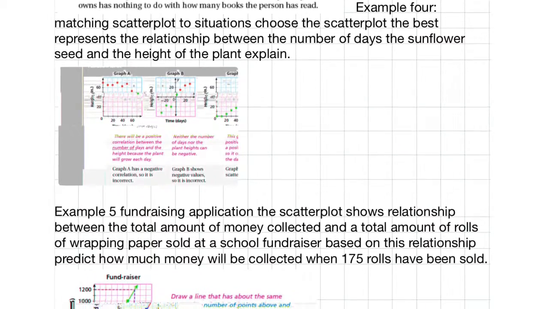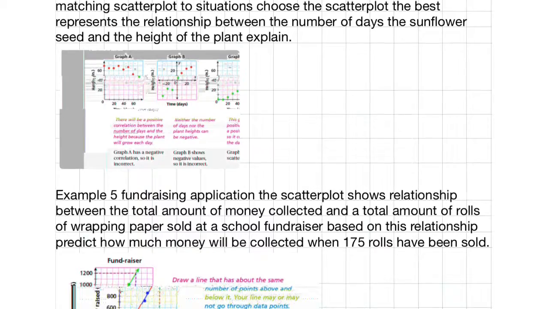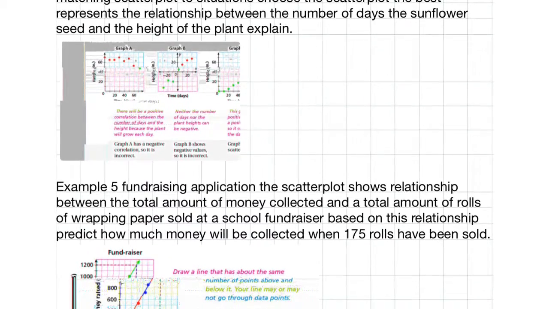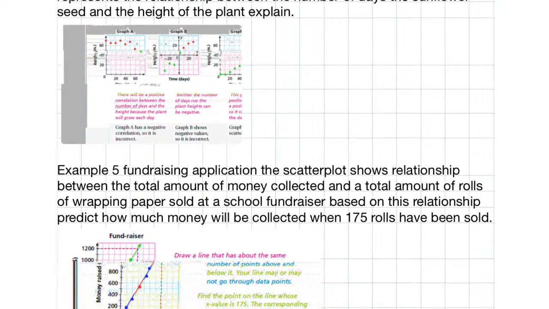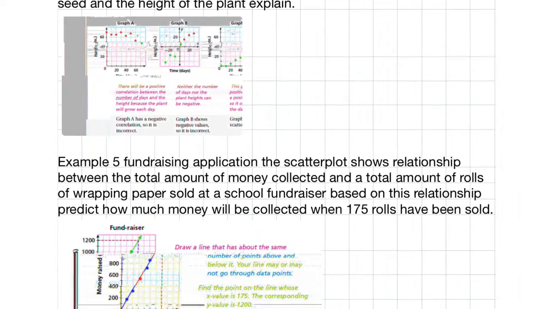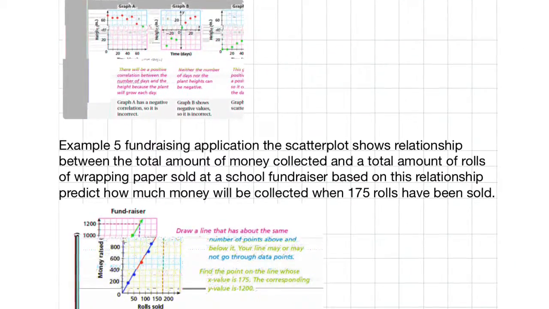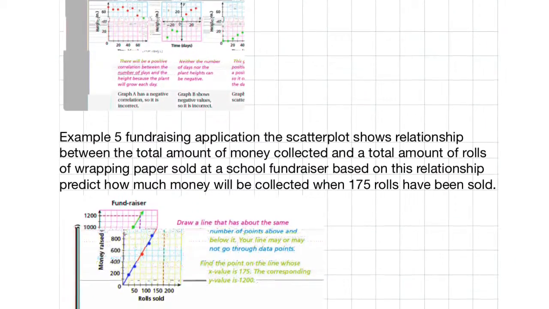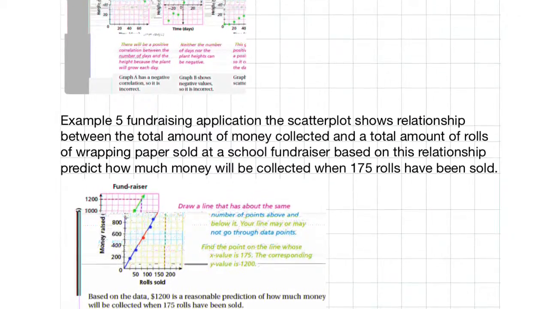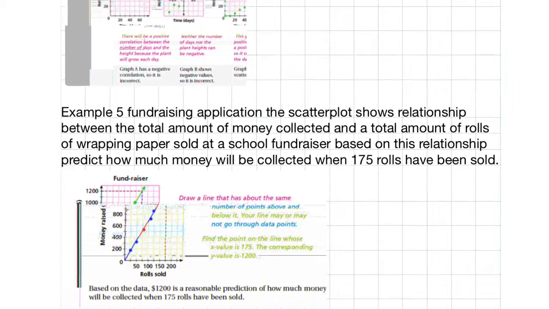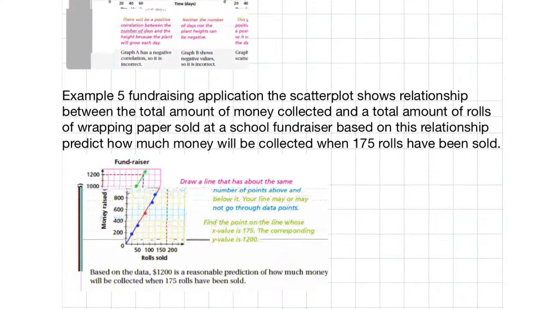Example 4. Matching a scatter plot to situations. Choose a scatter plot that best represents the relationship between the number of days since sunflower seeds were planted and the height of the plant. Explain. Example 5. Fundraising application. The scatter plot shows the relationship between the total amount of money collected and the total number of rolls of wrapping paper sold at a school fundraiser. Based on this relationship, predict how much money will be collected when 175 rolls have been sold.